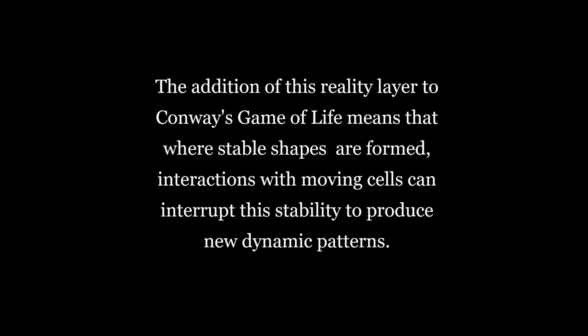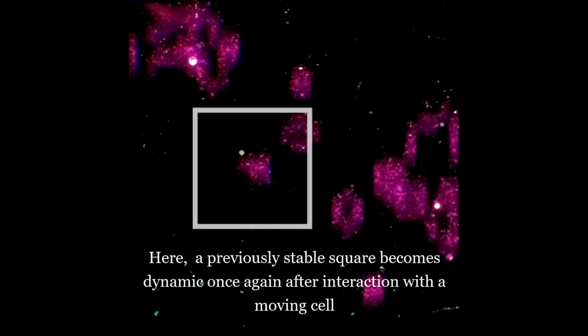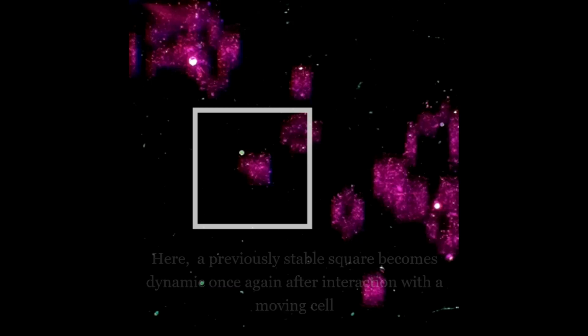The addition of this reality layer to Conway's game of life means that where stable shapes are formed, interactions with moving cells can interrupt this stability to produce new dynamic patterns. Here, a previously stable square becomes dynamic once again after interaction with a moving cell.